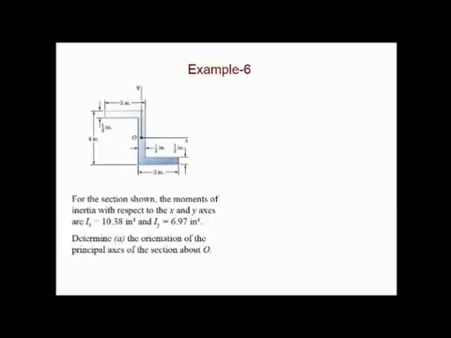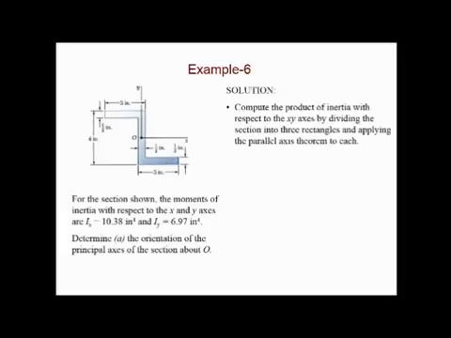Similarly, we will move on to another example, example 6. Now for this section, you have to calculate the moment of inertia with respect to the x and y axis. It is given that Ix is 10.38 and Iy is 6.94, and the units are in inches. I have collected these questions from various PPTs of teachers, so these are quite clear and will give you more idea about solving these questions very easily. So you need to determine the orientation of the principal axis of the section about O.